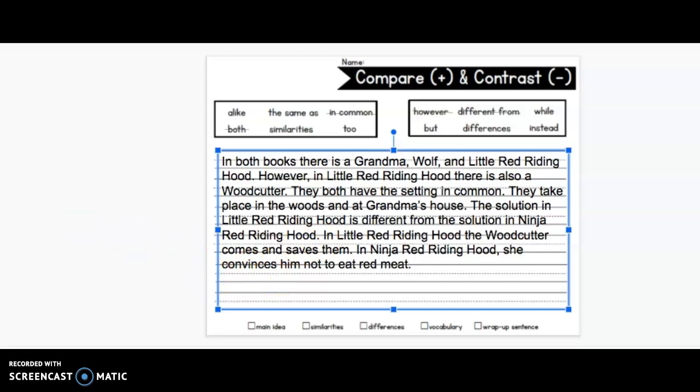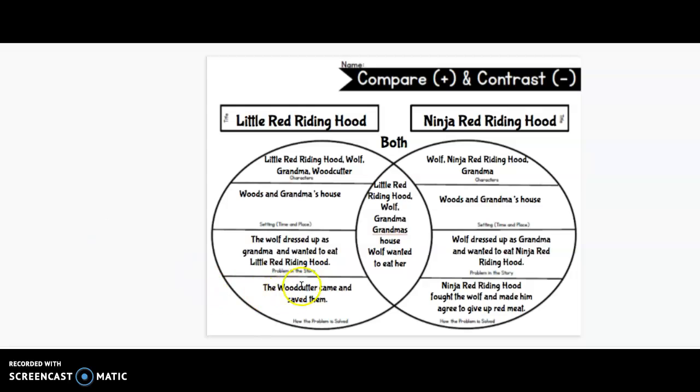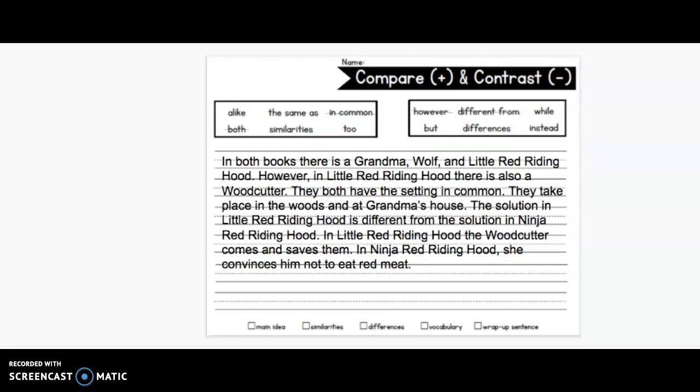So if you notice, I took the information that I already had done in my Venn diagram. All I did was I put it into sentences using these words to help me as sentence starters. Okay, so let's read the writing that we came up with.